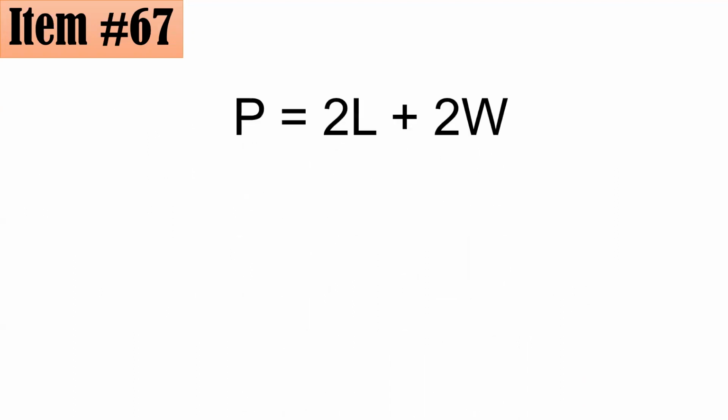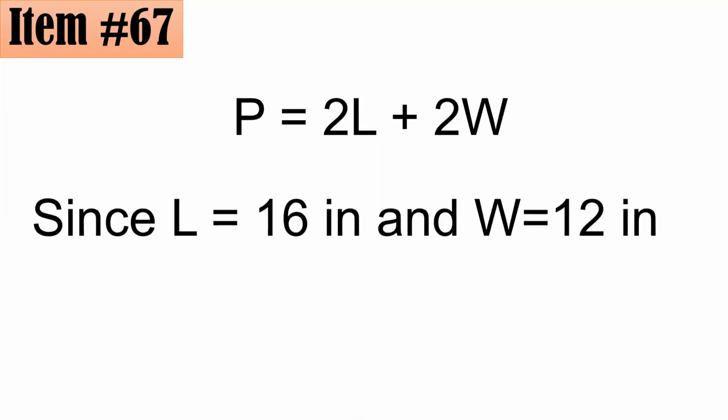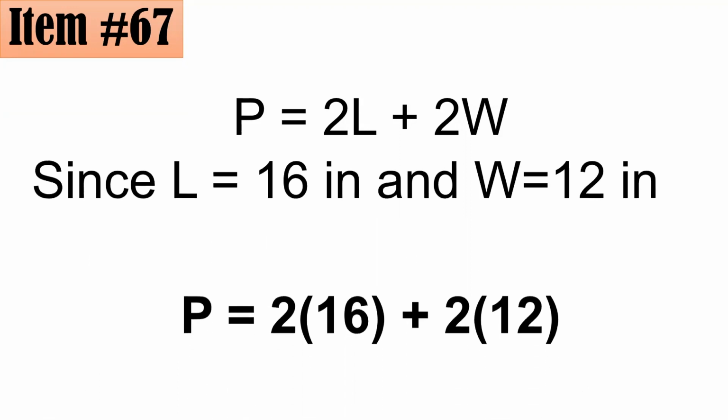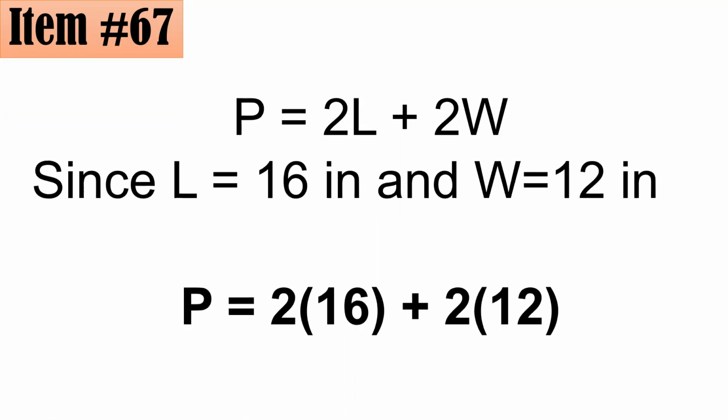Remember that the formula for the perimeter of a rectangle is equal to twice the length added by twice the width. And since in the problem, the length is 16 inches and the width is 12 inches, let's do the substitution po. We will arrive to 2 times 16 plus 2 times 12. So tama nga po yung letter A.